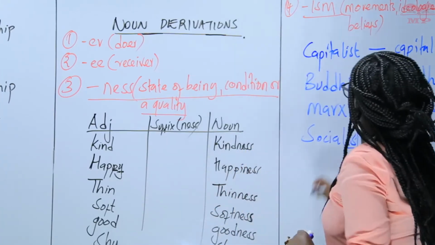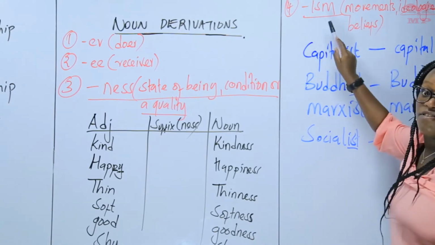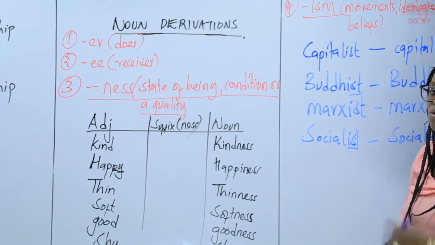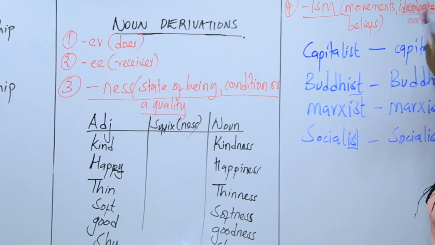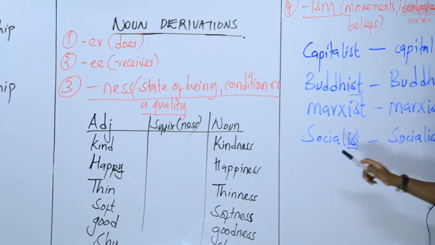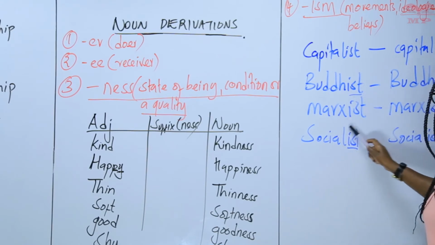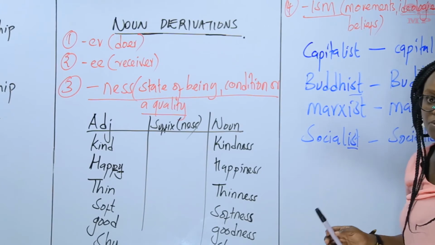Then we moved on to talk about another suffix, which is ism. So we say this suffix is used to talk about movements. The movements can be political movements, religious movements, social movements, economic movements, and then ideologies or beliefs. So we gave a few examples here where we have capitalist changing to capitalism, Buddhist changing to Buddhism, Marxist changing to Marxism, socialist changing to socialism.